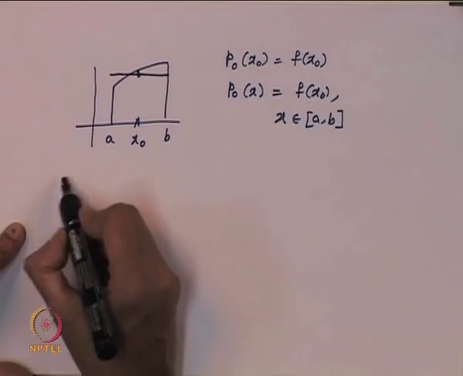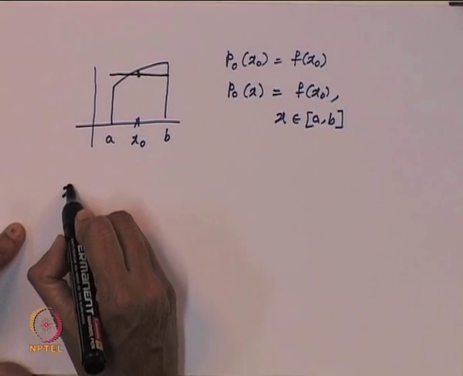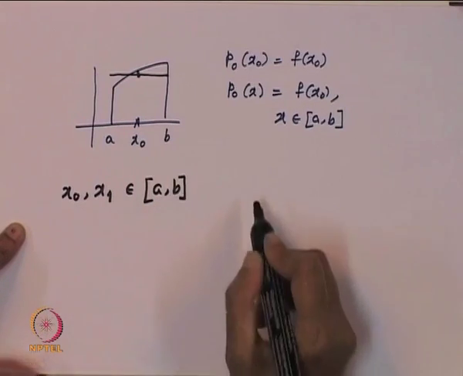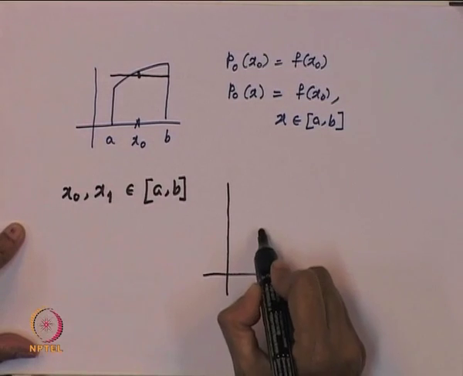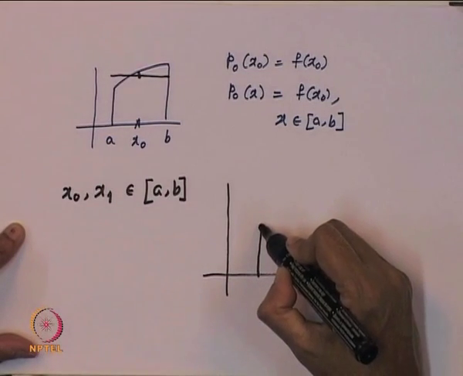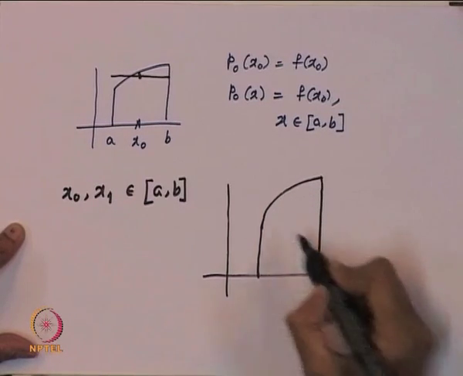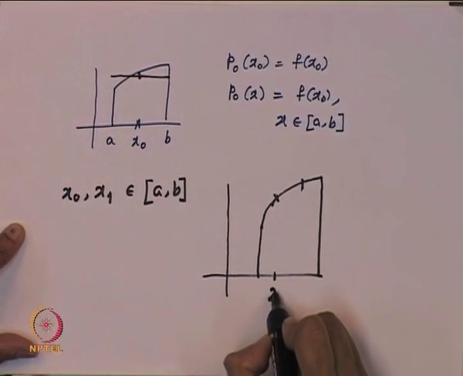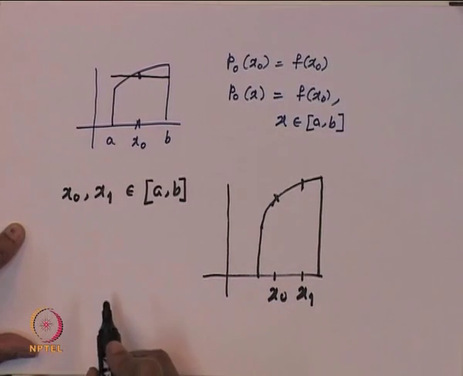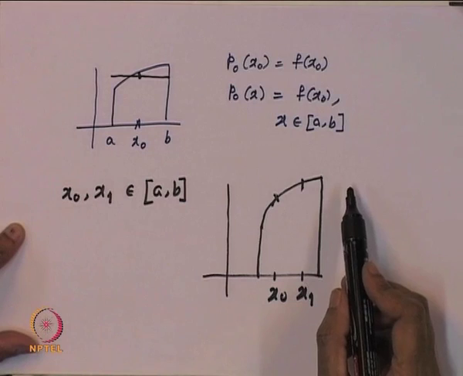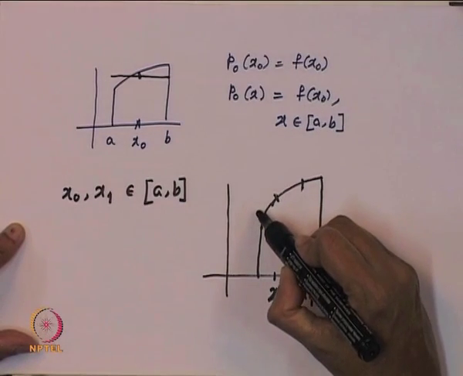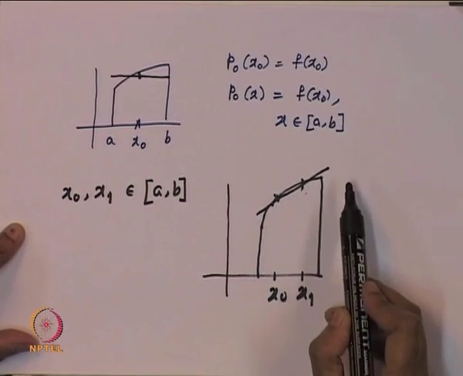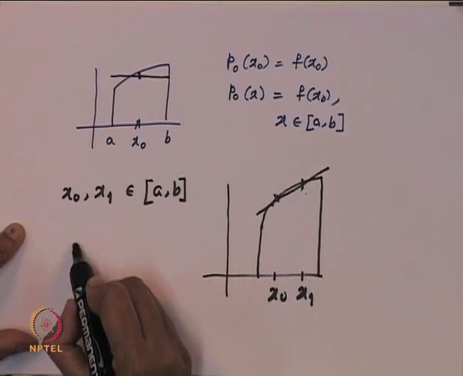Now, let us look at the case when n is equal to 1. That means you have two points x 0 and x 1 in the interval a b. So, here is our function, and you are looking at two points x 0 and x 1. What we want is a linear polynomial, that means a polynomial of degree less than or equal to 1. So, it is immediate that you just look at the values here and then join by a straight line. So, that is going to be p 1 x.